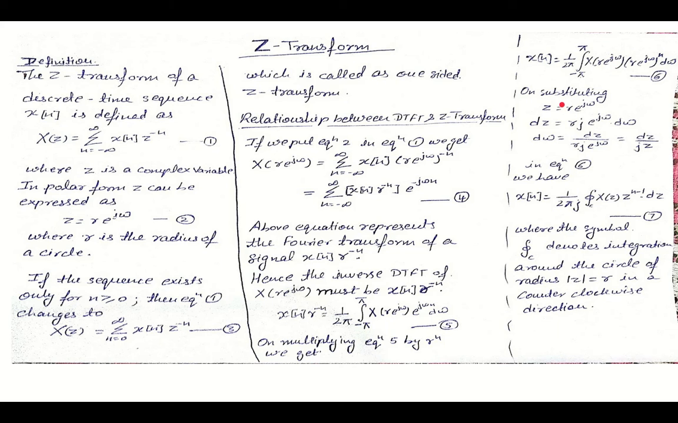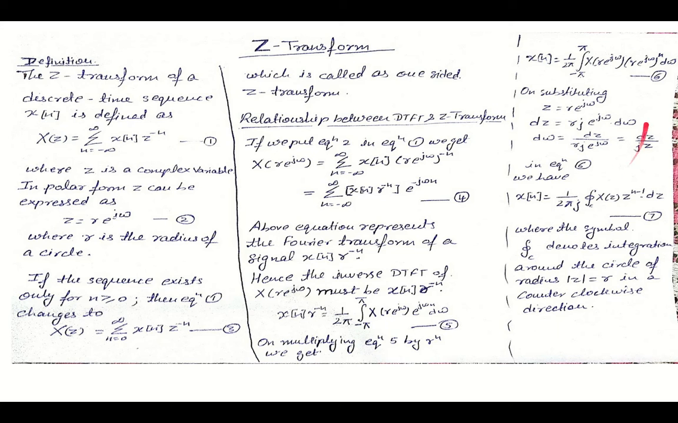Now since we have substituted z equal to r e to the power j omega, and I want to calculate this in terms of Z transform, for the inverse I can put z equal to r e to the power j omega and differentiate both the sides. dz is equal to r j e to the power j omega into d omega. Now this d omega can be expressed as dz upon r j e to the power j omega, where r into e to the power j omega is nothing but z, so this is equal to dz upon j z.